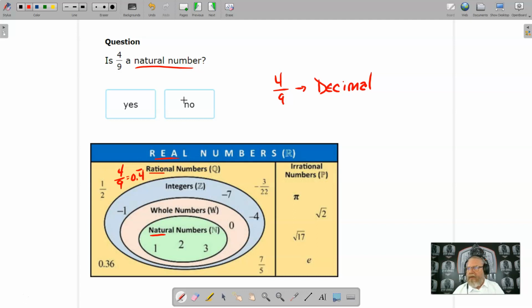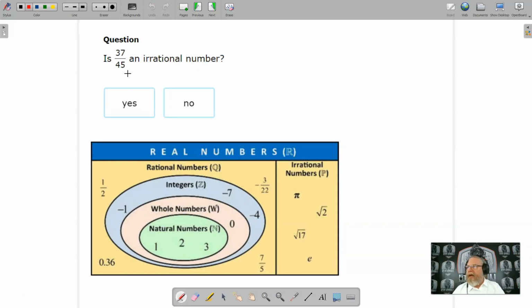So in that case, we would say, no, it is not a natural number. How about 37/45? Well, let's turn that into a decimal. 37 divided by 45 is going to give me 0.82 repeating. So it is a repeating decimal. So in that case, it would belong in here, 37/45.